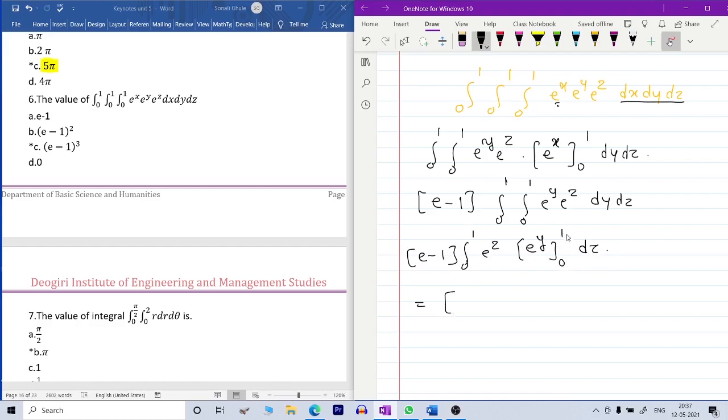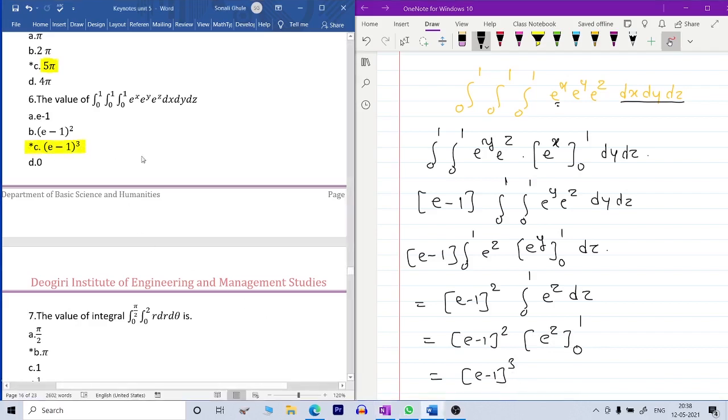Now here, if we apply limits from 0 to 1, we will get the same term. So I can write here (e minus 1) bracket square. Integration 0 to 1 e to the power z dz. And now the last integration is with respect to z. So integration is e to the power z only, 0 to 1. And again if I apply the limit e to the power 1 minus e to the power 0, I will get the same term. So here the answer is this one, as you can see.